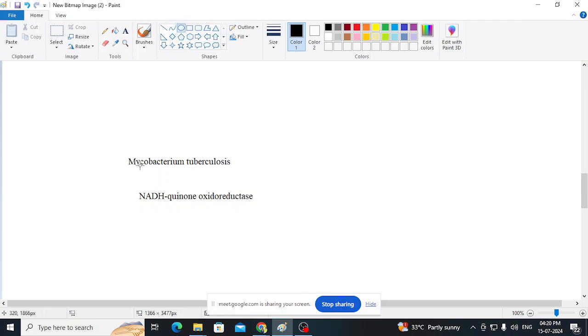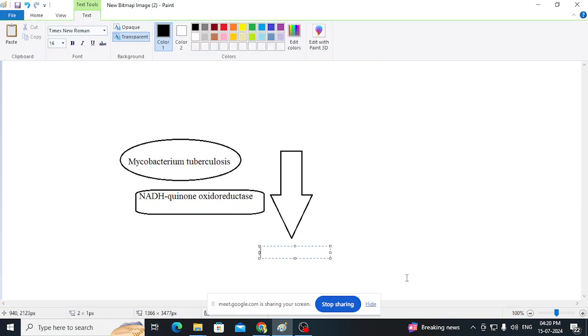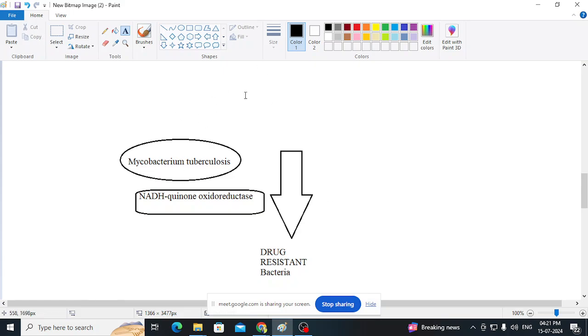So if this is the bacteria and this is a particular enzyme present inside the bacteria, it will lead this bacteria to become a drug resistant bacteria. Why? Because it will metabolize all the antibiotics. It will digest the antibiotic, and the antibiotic will have no effect on it. So this is the study you did.